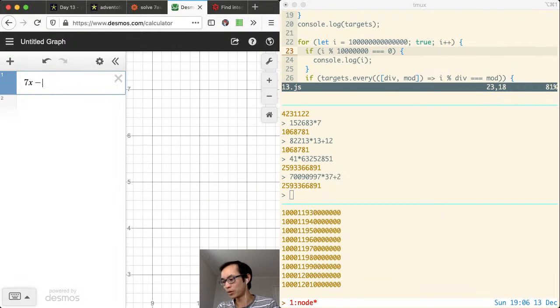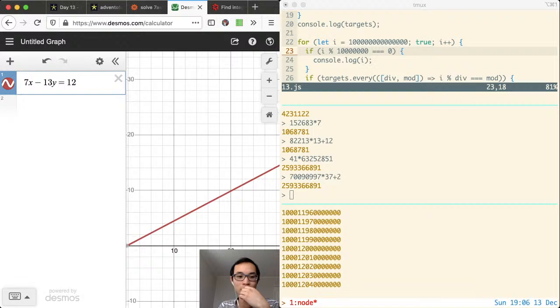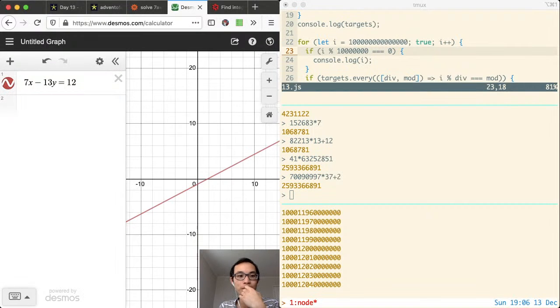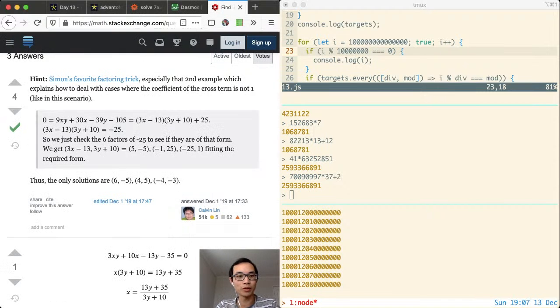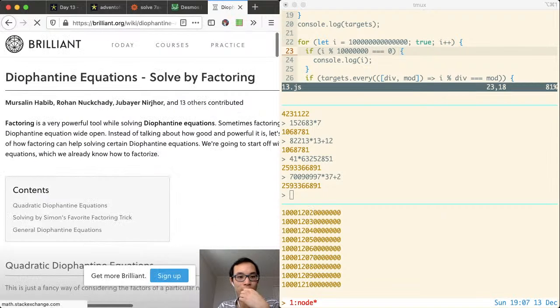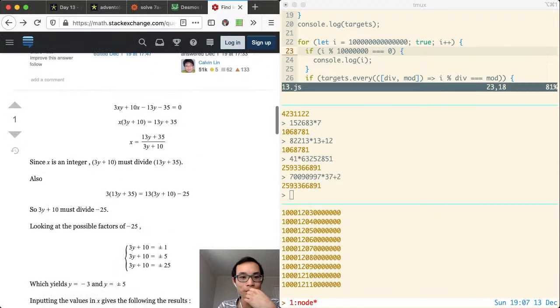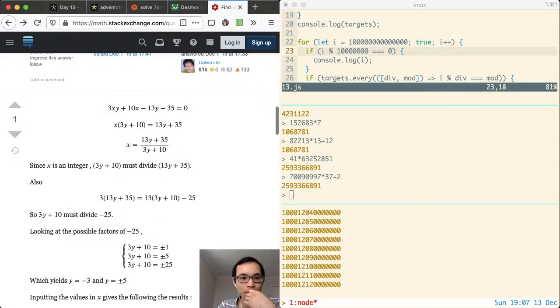Seven x minus 13y equals 12. But that's the same equation, right? It has to be the same line. It's the same equation. It can't not be the same line. Okay, so it looks like there's something to do with Diophantine equations. Oh, wait, hang on. Solve by factoring. There was a solution here. You group it, go x equals this.